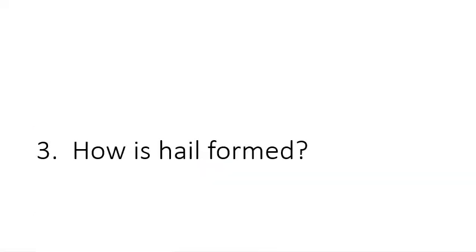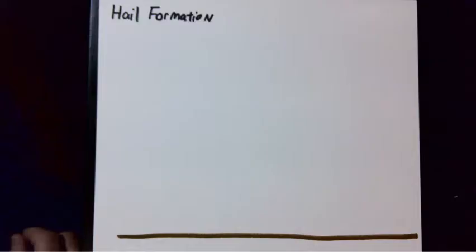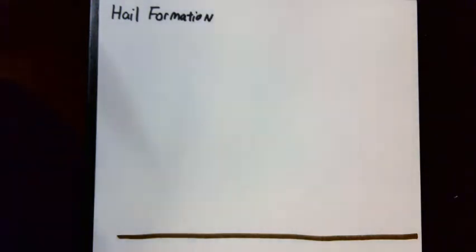Now, how is hail formed? This is a little bit more complex than some of our other forms of precipitation, which is what makes hail unique. So there's a short presentation here that you're going to sketch in your notebook as I go through it. So let's talk about how hail forms, because it is a little bit different than all those other types of precipitation, and it only forms one way.